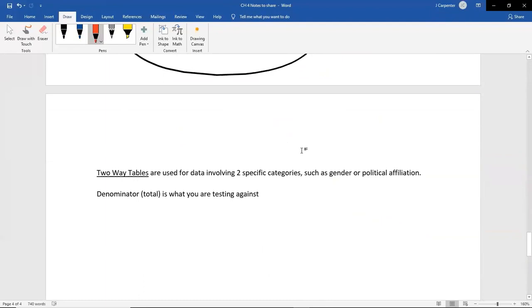Just use your imagination. The one thing I do want to point out that is in the material of this section that I'm not going to test on, however, it is an extremely cool concept that goes along with what we were just discussing, are two-way tables, which are used for data involving 2 specific categories, such as gender or political affiliation, or maybe a drug test, whether you get the actual drug or you get a placebo.